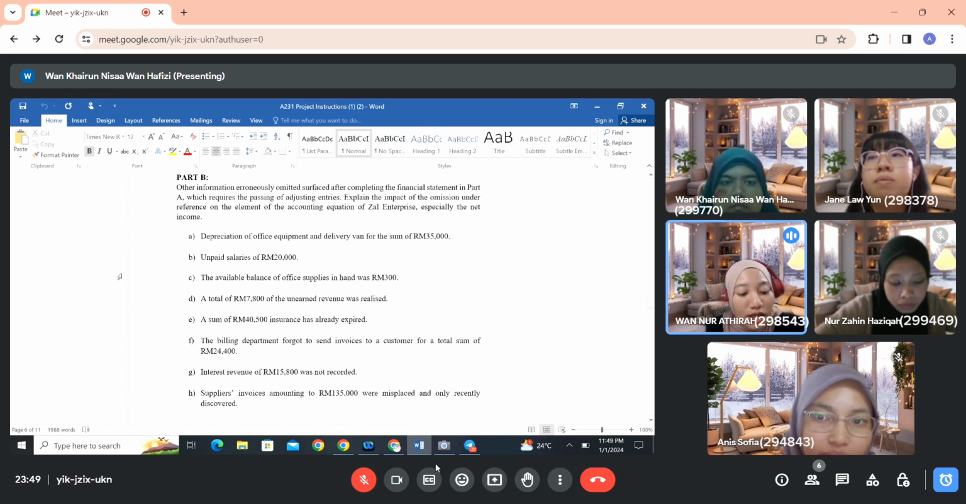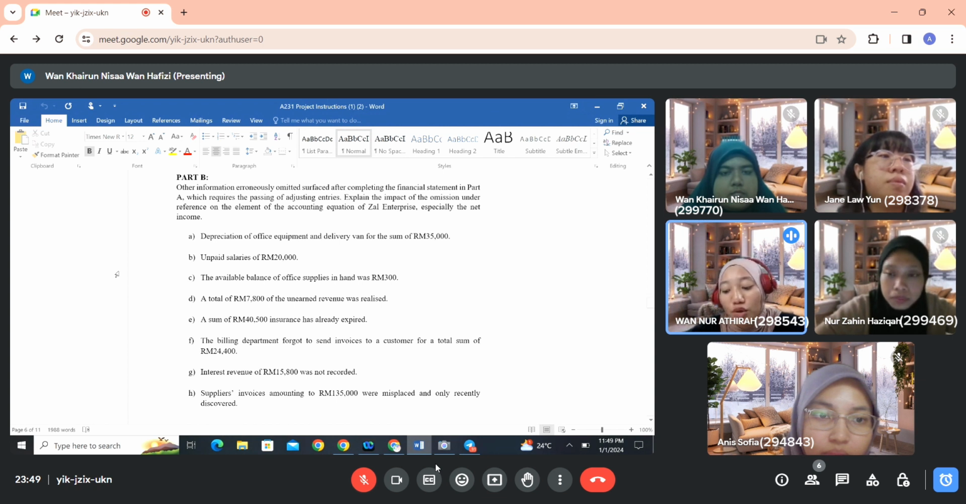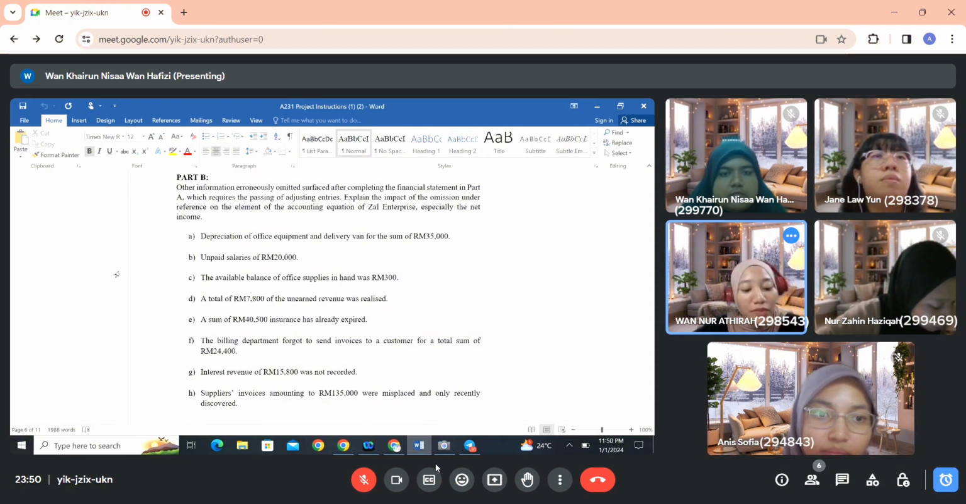For question C, the available balance of office supplies in hand was 300. In the trial balance, we have 4,000. So if we look at the question, balance office supplies in hand 300, we can deduct 4,000 with 300. So we got 3,700 in assets, and for liability not affected, and on the equity increased to 3,700.